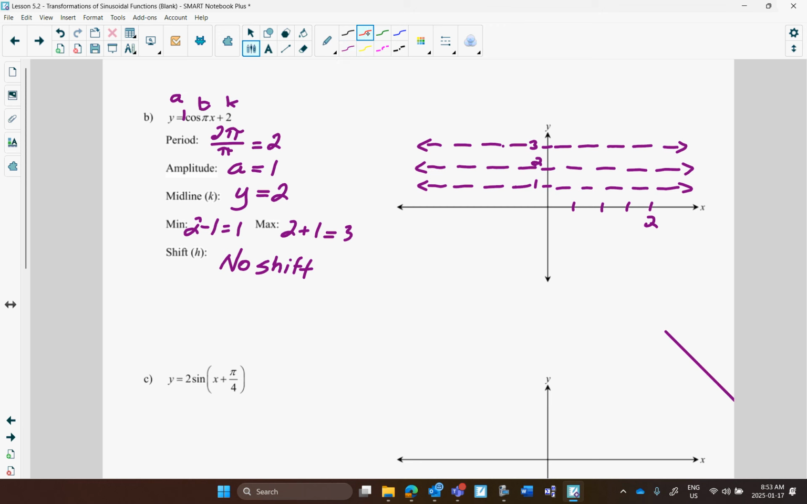Remember, cosine starts up high and goes like this. So that means it starts at the max on the y-axis. Starts up here. Next notch, it goes to the midline. Next notch, it goes to the minimum. Next notch, it comes back to the midline. And the final notch, it goes back to its starting point.